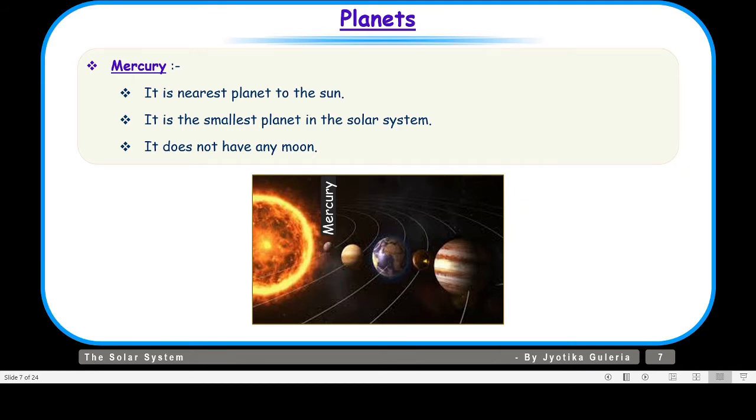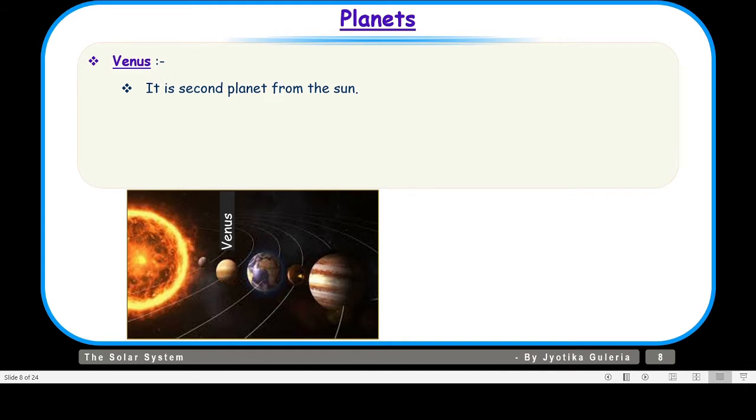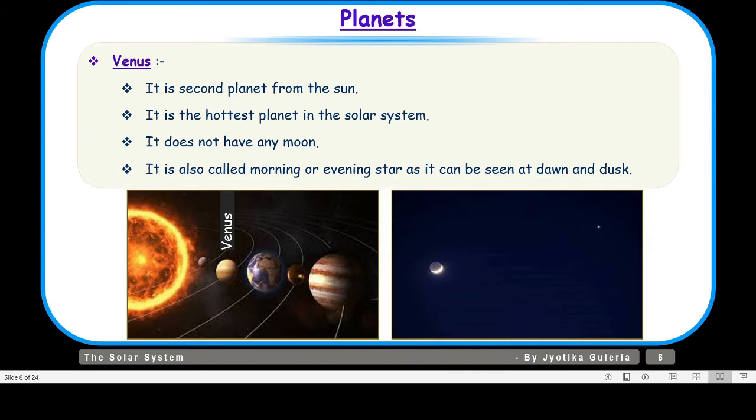And children, then we have Venus. It is the second planet from the sun. It is the hottest planet in the solar system. And children, you should know that like Mercury, it also does not have any moon or natural satellite revolving around it. It is also called the morning or evening star, as it can be seen at dawn and dusk. That is, you can see Venus at the first light of the day or immediately after the sunset.